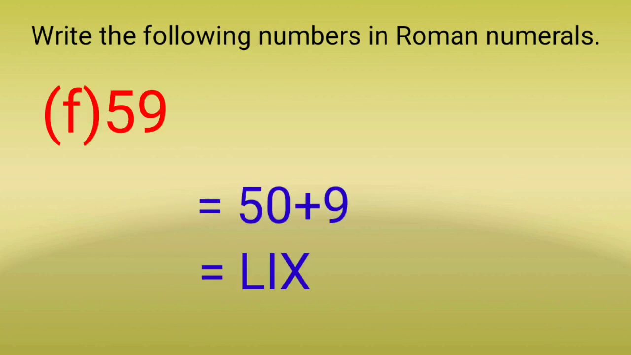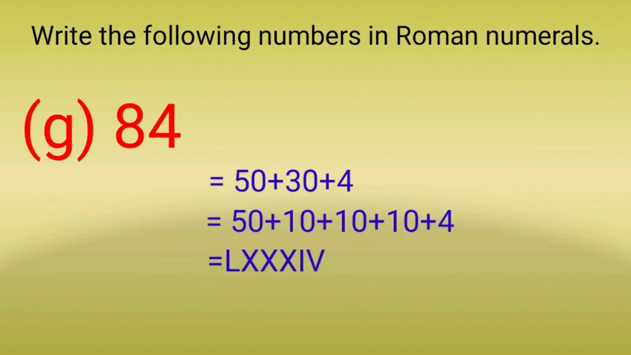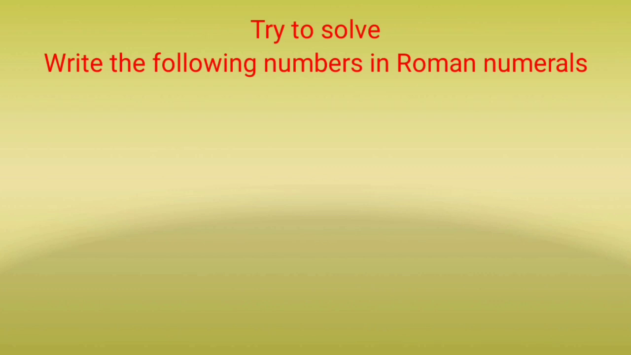Now 59. So we will write it as 50 plus 9. 50 means L and 9 is IX. Now 84. We can write 84 as 50 plus 30 plus 4, which is LXXXIV. Now students, here's the homework for you.